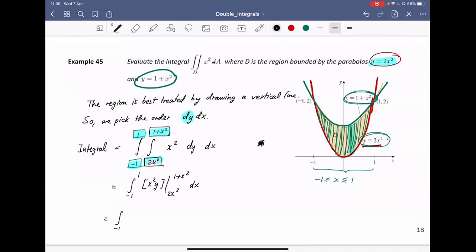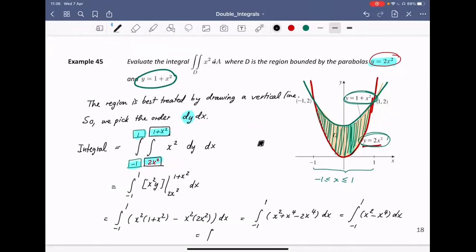And that is integrate -1 to 1. And then here I have x squared times 1 plus x squared, minus x squared times 2x squared dx. All right. Simplify a little bit, -1 to 1. And then you get x to the 4th power. Okay, x squared first, then x squared plus x to the 4th power minus 2x to the 4th power dx, which is actually integrate x squared minus x to the 4th power dx from -1 to 1.